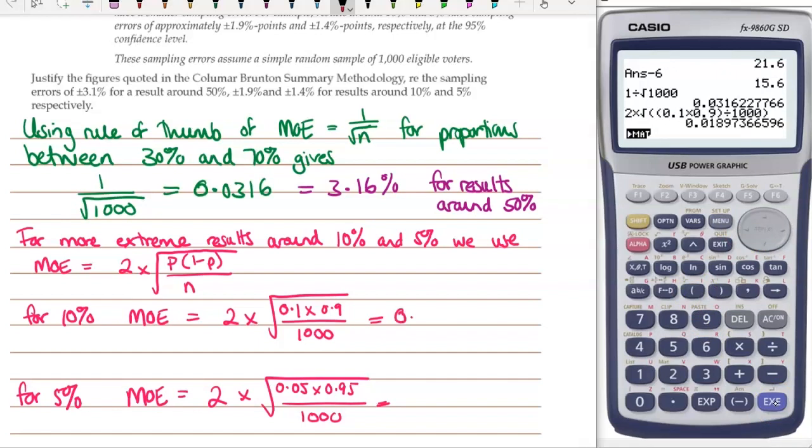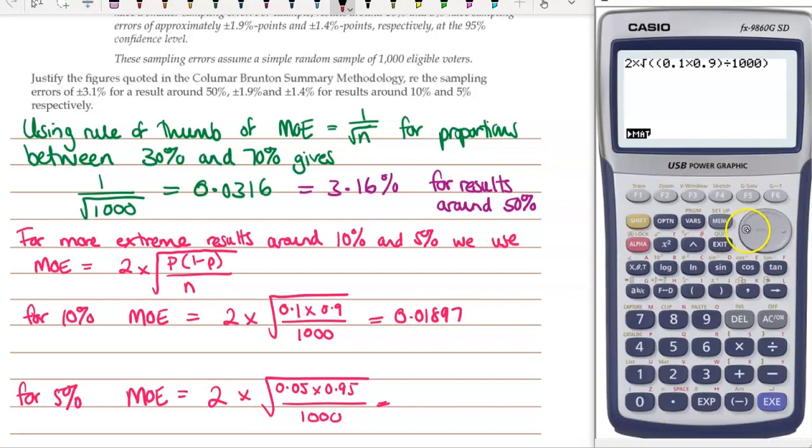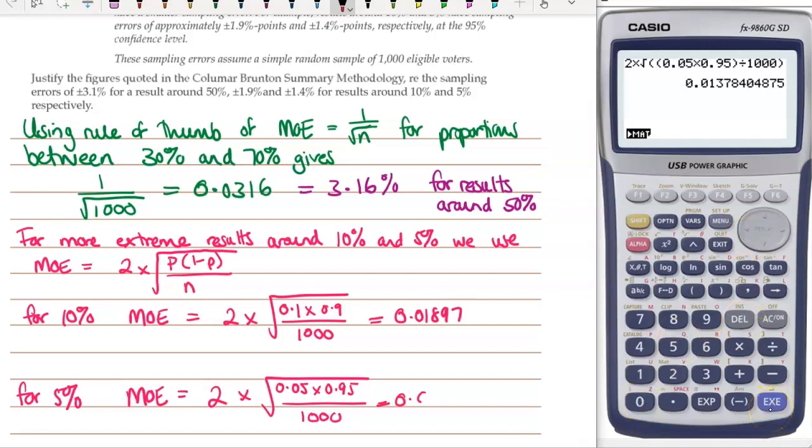That comes to 0.01897. If we go back and do the same but change the 0.9 to a 0.95, and 0.1 to a 0.05, we get 0.01378. So that is equal to 1.9%, and this one is equal to 1.4%. There we go. And we can see that that matches what was given to us up above.